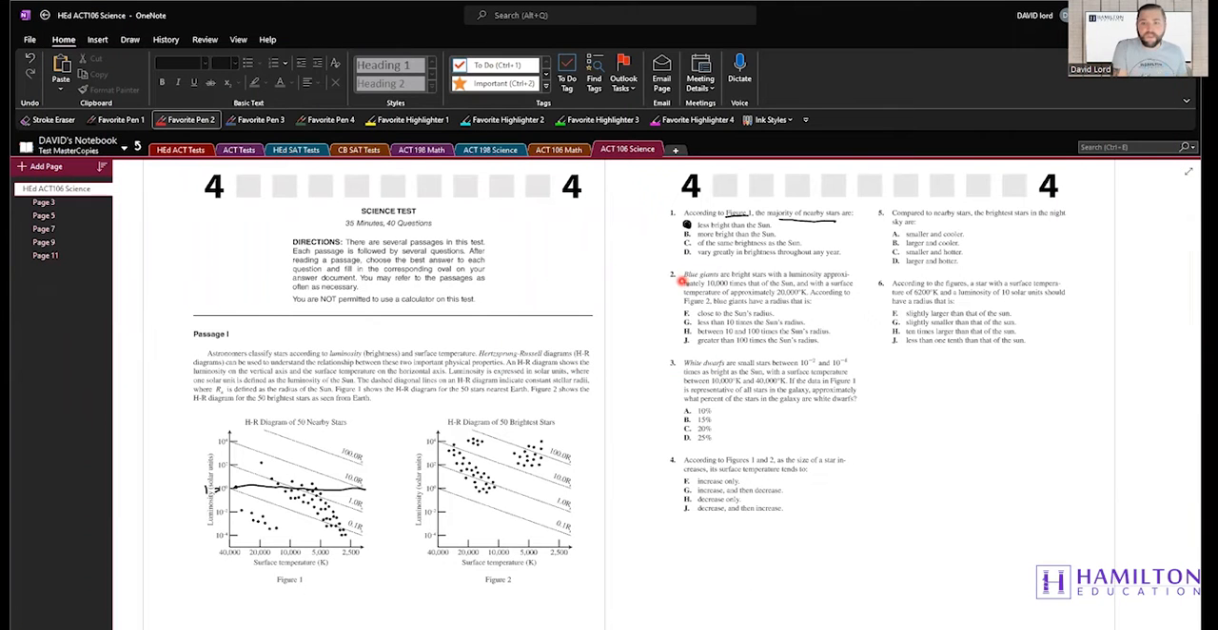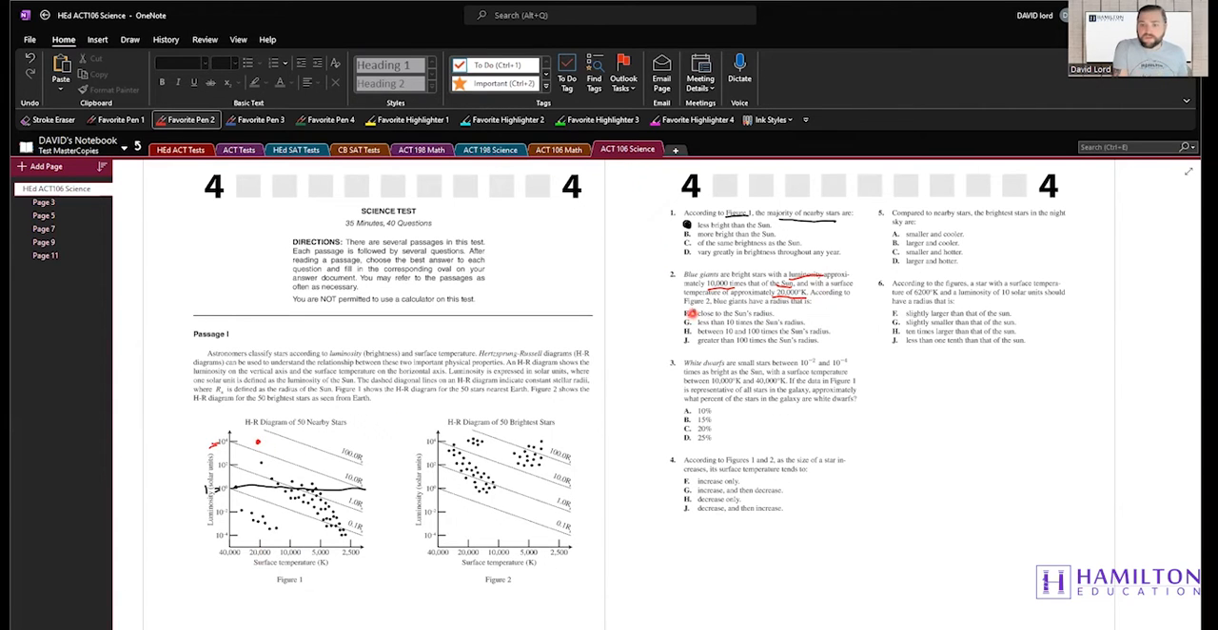Question number 2. Blue giants. Whenever you see an italicized word like that, that means it's a new term that you will define based on the information provided in the question. Blue giants are bright stars with a luminosity, okay, we just saw that for question 1, approximately 10,000 times that of the sun. So looking back over here, 10,000 would be 10 to the 4th. And if you keep reading, the surface temperature of approximately 20,000. We saw before that the x-axis was temperature, so I feel like we're looking at this point right here.